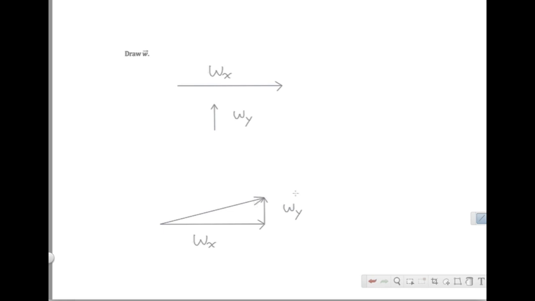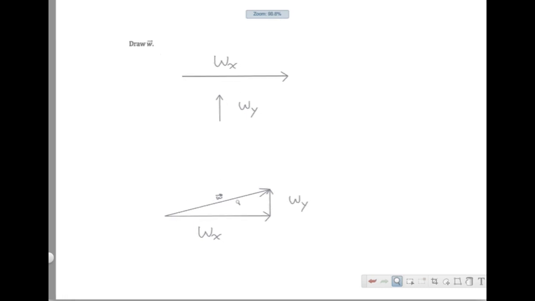Or we could say that the components point up and to the right, and therefore we want the overall vector to point up and to the right. Now, very important to label this side. What's this? This is our w vector. Okay, so that's the skill of drawing the overall vector from the components.